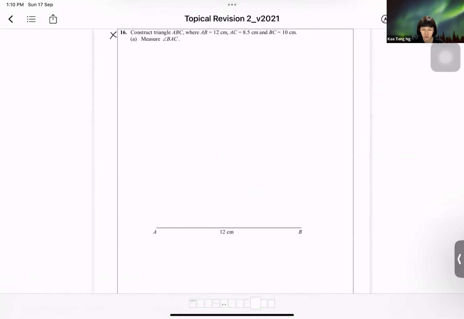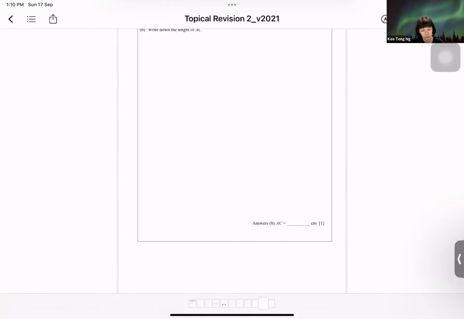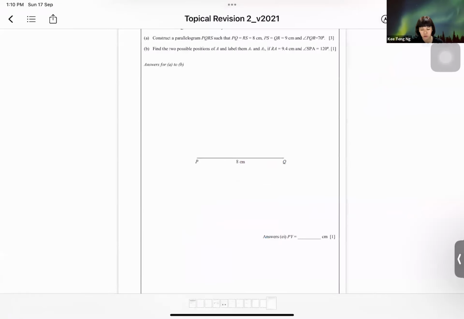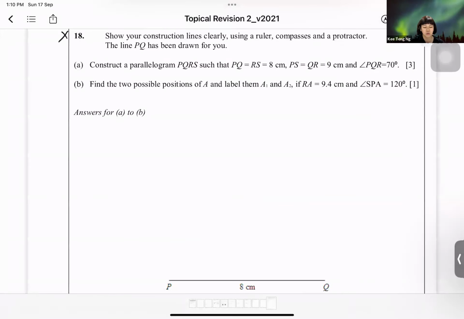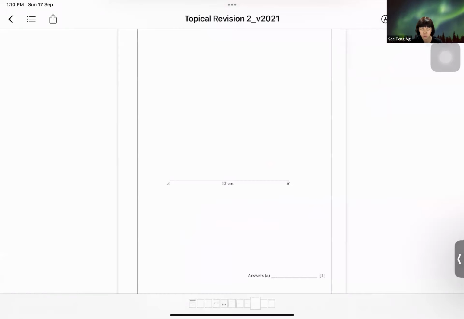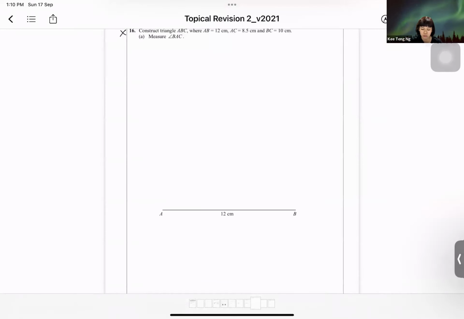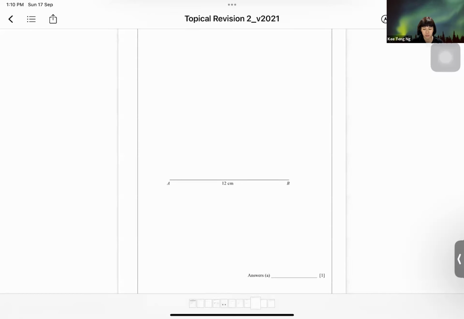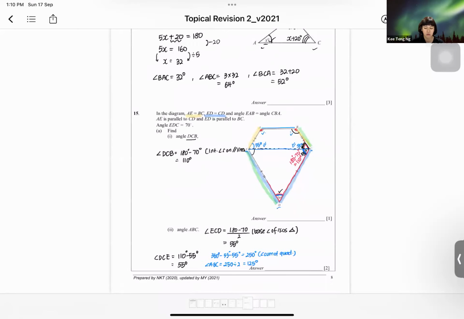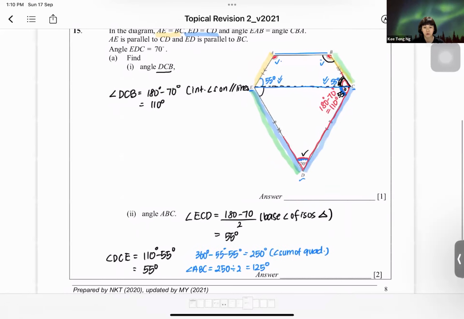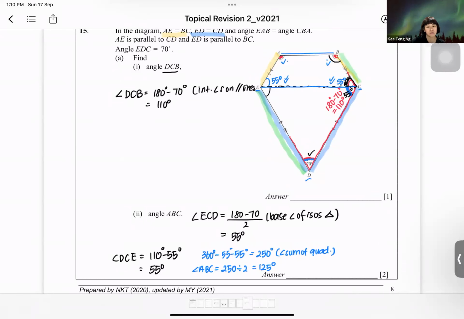Okay, next question, this one is on construction, not able to show you. Our next few questions are on construction. We'll be doing construction much later. So for those of you who need to do construction, you probably need to try out the questions and then show your answers to your teachers. But for our Sec 1 this year, we may not be doing construction for our exam.